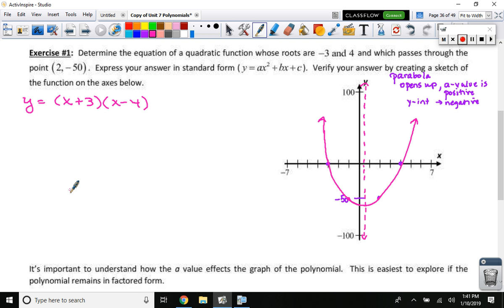That's one vert, right? So clearly A is not 1, right? And you need to figure out what that magic number was that they multiplied by. So this is not the right equation to meet all requirements, right? So y equals A times x plus 3 times x minus 4. How are we going to figure out what A is?